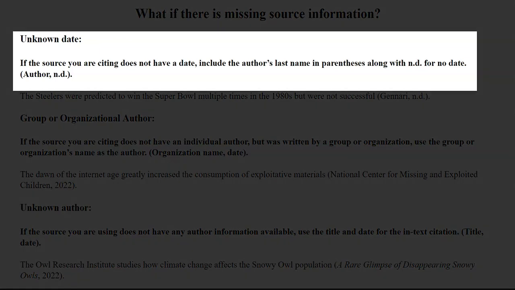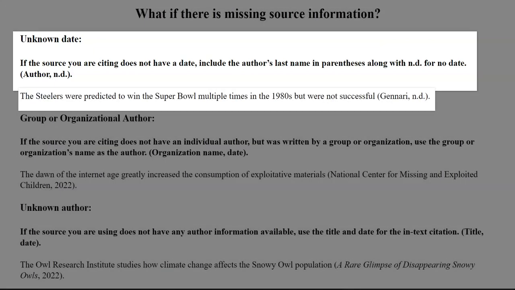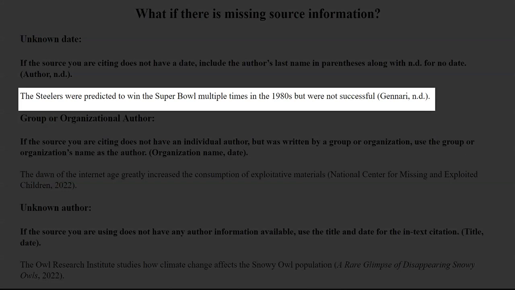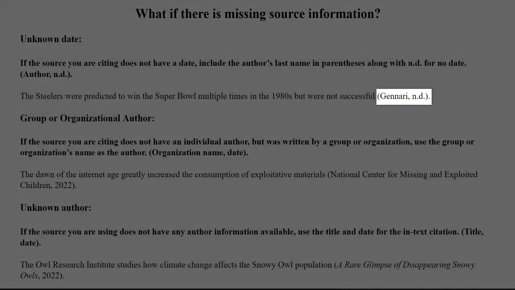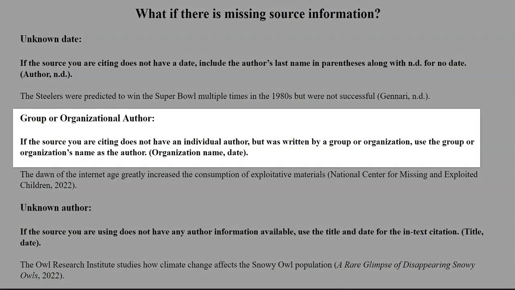Unknown date. If the source you are citing does not have a date, include the author's last name along with n.d. for no date: author, comma, no date. Here's an example. The Steelers were predicted to win the Super Bowl multiple times in the 1980s, but were not successful. Our in-text citation will be parentheses, author's last name, comma, n.d., close parentheses, and then the period. Gennari, no date.